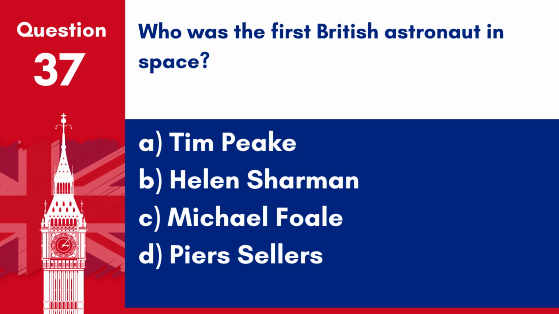Question 37. Who was the first British astronaut in space? A. Tim Peake. B. Helen Sharman. C. Michael Foale. D. Piers Sellers. Answer: B. Helen Sharman. Helen Sharman was the first British astronaut in space when she flew to the Mir space station in 1991 as part of a cooperative mission between the UK and the Soviet Union.